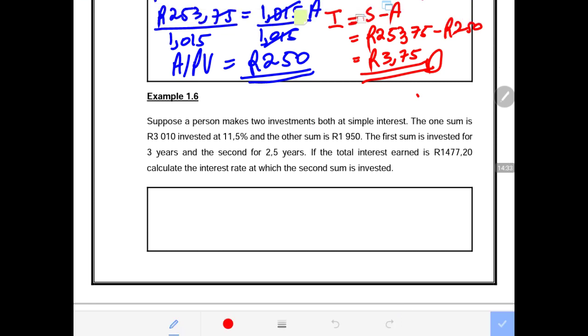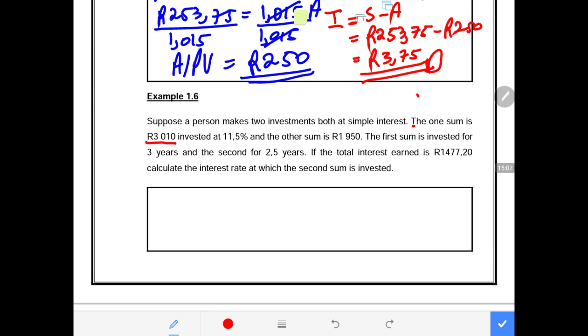It says in 1.6 now, another lovely example in preparation for your task number 1 and also your upcoming first formal assessment. It says, suppose a person makes 2 investments, both at simple interest. The one sum is 310. That means this person invested how many? Two investments, and both of these investments are at simple interest, not at a compound interest that we'll deal with later on.